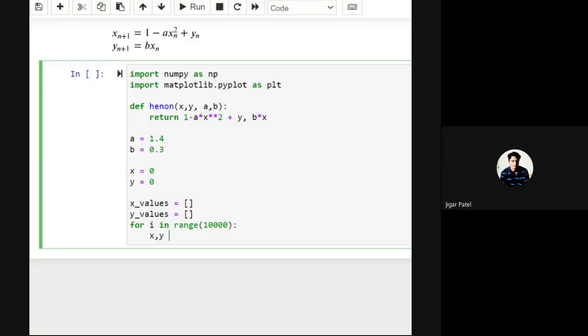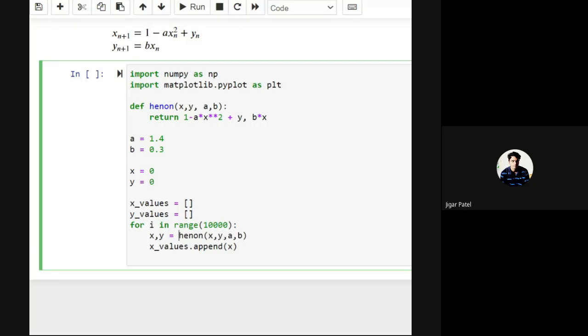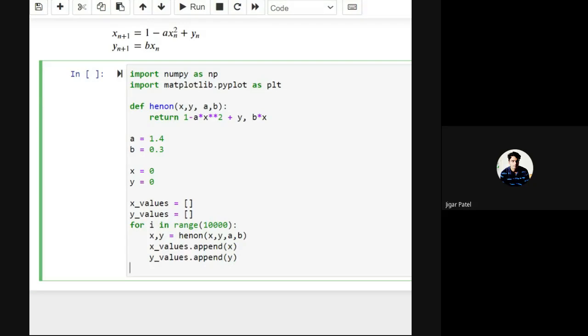x comma y will now be updated by previous x comma y values along with the a comma b values, and then we need to append the x value list with x. You missed equal to. Oh yeah, yes, my bad. Then y values dot append y values, and then we plot the figure.